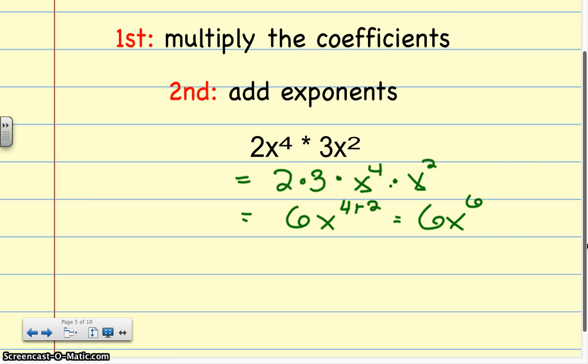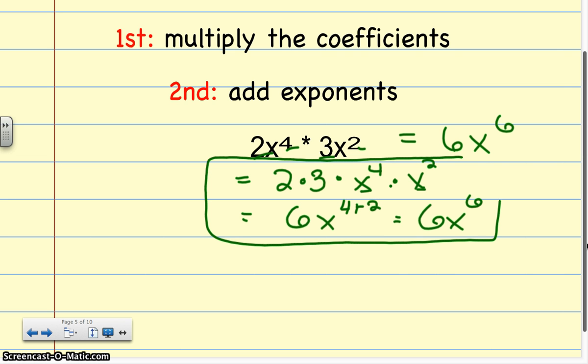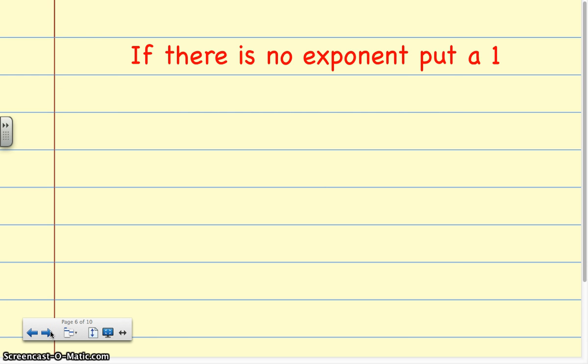Okay? Now I do this pretty fast when I'm doing my homework. I turn this right into 2 times 3 is 6, x to the 4 plus 2 is 6. That's how I do it in my homework. And I wouldn't expect you to do all of this. I do that to show you how it gets there. The why. Okay? All right. If there's no exponent, you always put a 1. You can choose to put that in your notes or not. We're just going to do some examples.